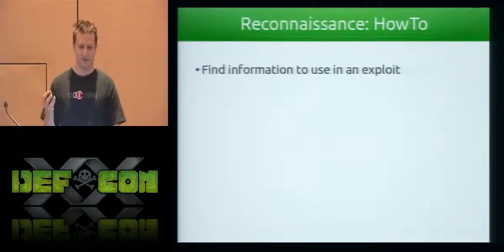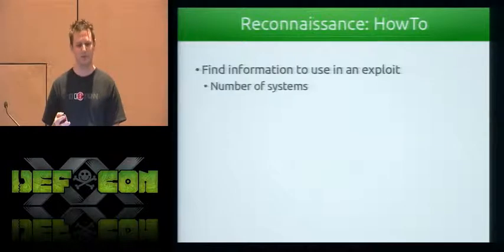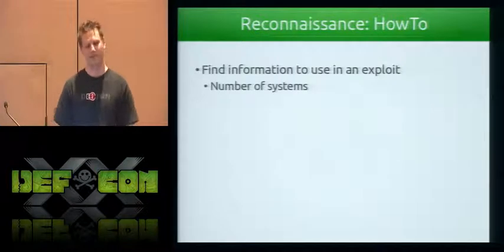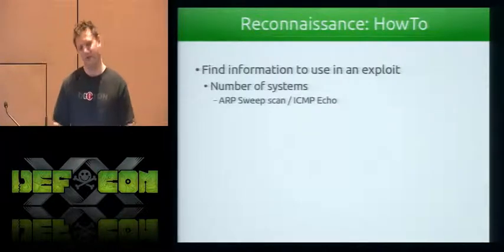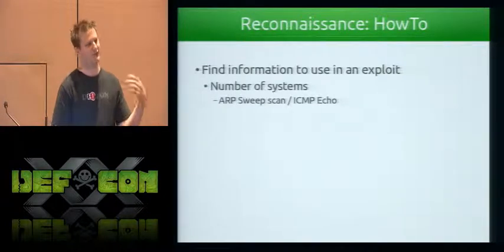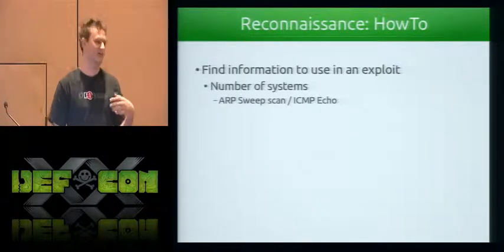So reconnaissance, how does this actually get performed? One of the first things you want to do once you gain access to a network is find out the number of systems on the network. You want to find out just what machines exist on this network that you want to exploit. One of the major ways to do that is ARP sweep scans, right? So you send out an ARP packet and you say, hey, 192.168.1.10, what's your MAC address?